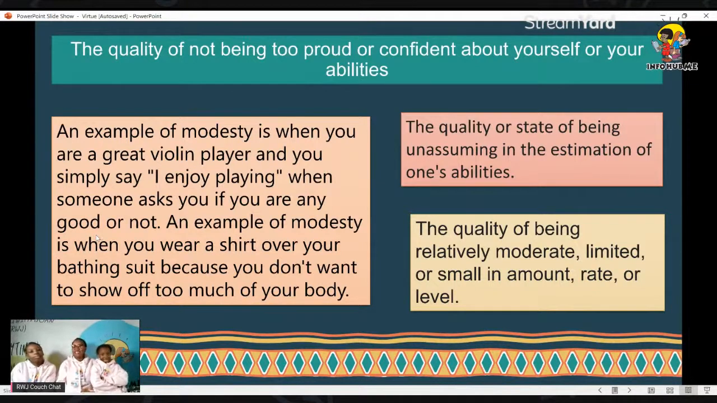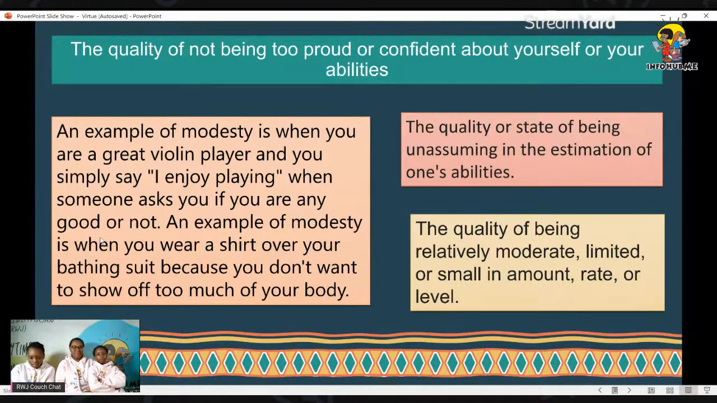An example of modesty is when you wear a skirt over your bathing suit because you don't want to show off how good your body is. So you see, modesty is that you have your confidence, you have your abilities, but you don't show them. Okay?